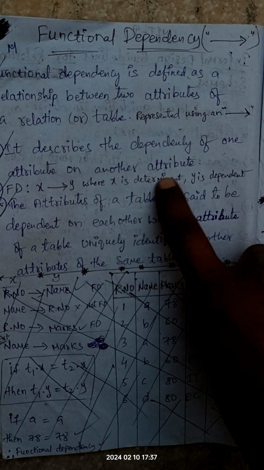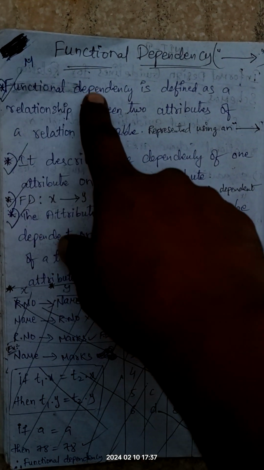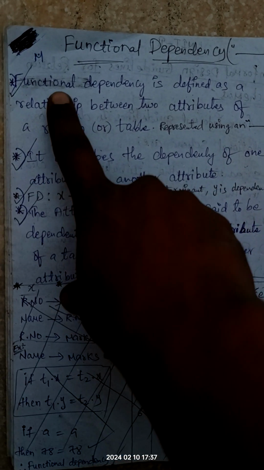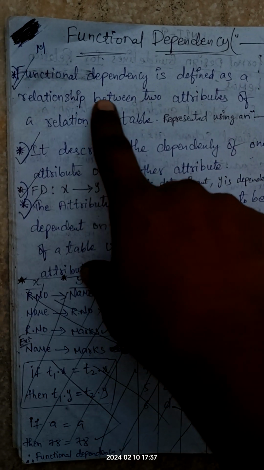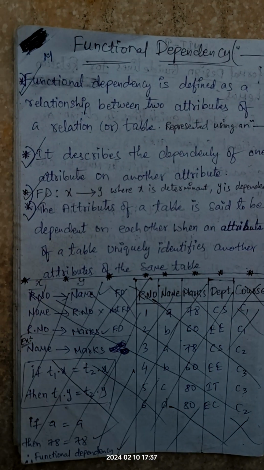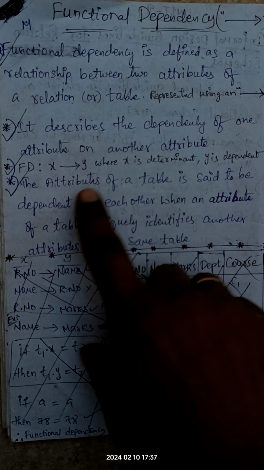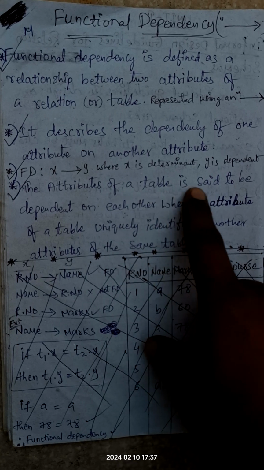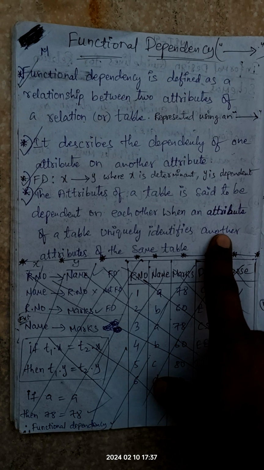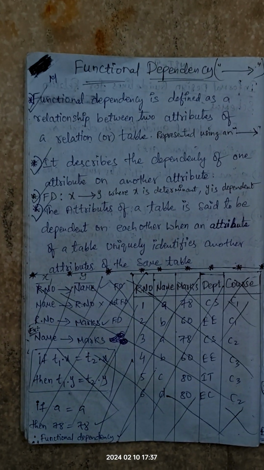This is what we have written here, and these 4 points you can write if you want to write the extra theory part. Functional dependency is defined as a relationship between two attributes of a table. Relation means table. It describes the dependency of one attribute on another attribute. The attributes of a table are said to be dependent on each other when an attribute of a table uniquely identifies another attribute of the same table.